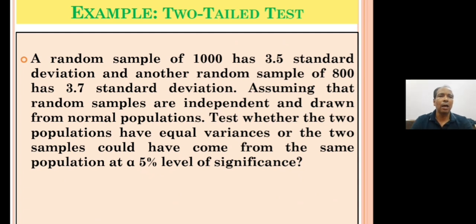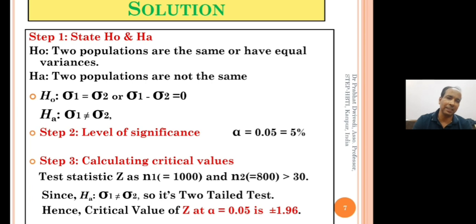Let's see how this problem is solved with the 5 steps hypothesis testing process which I have told you earlier. Learners, step 1 is state null and alternative hypothesis. So here null hypothesis is that two populations are the same or have equal variances or standard deviations.